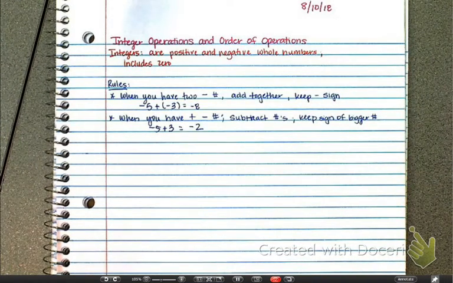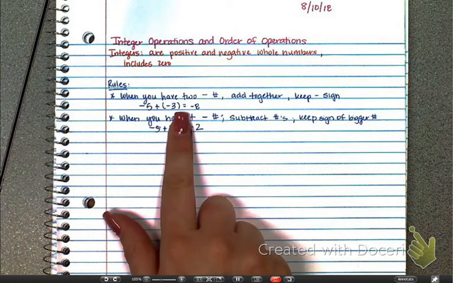Do you remember going over those rules literally on like day 1 of IM1? Yeah? Okay. Last year? So if I asked you this question on the test, do you think you can answer that right? Yes. Okay, good.